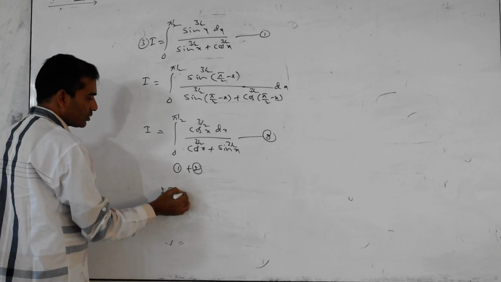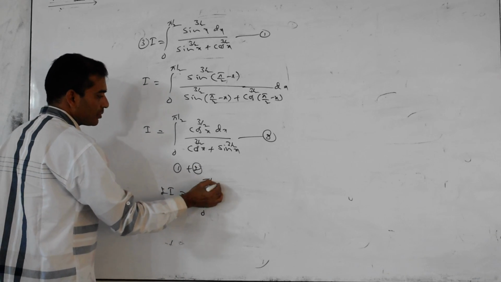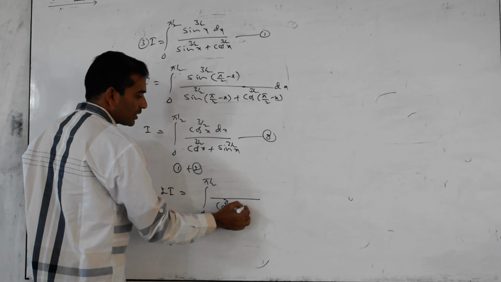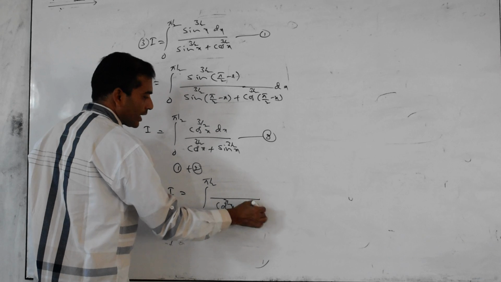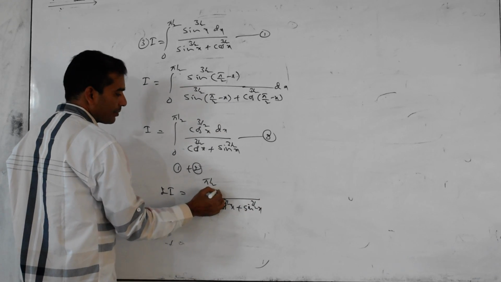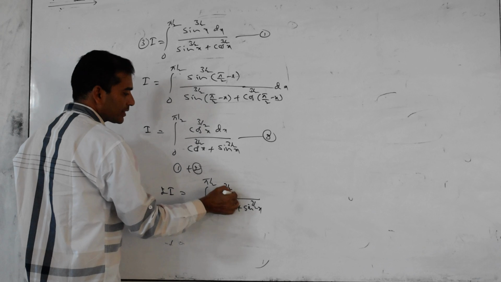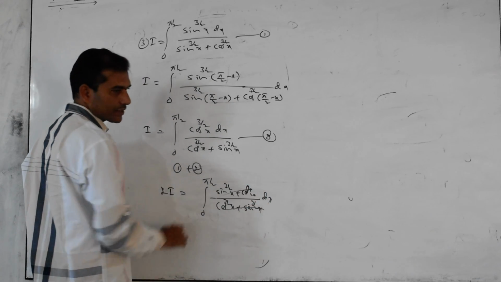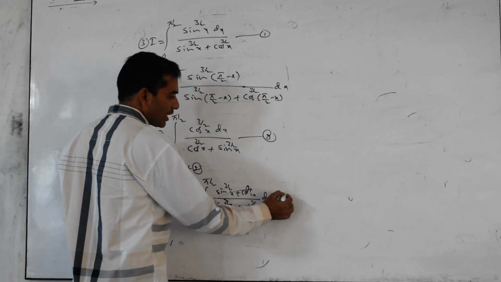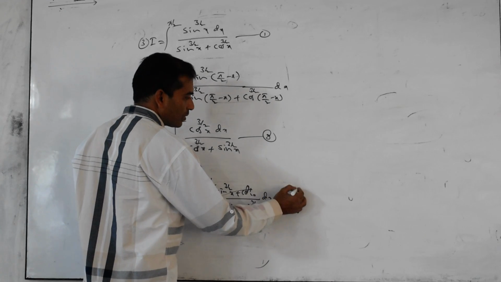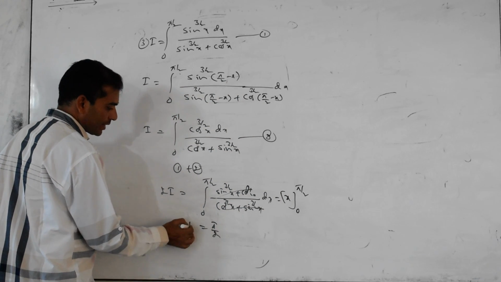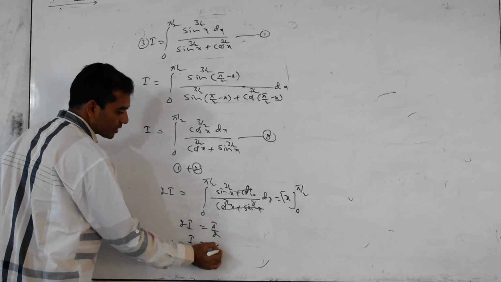I plus I, that is 2I, equals the integral from 0 to pi by 2. Here the denominator is cos^(3/2) x plus sin^(3/2) x, and the numerator is the same, sin^(3/2) x plus cos^(3/2) x, dx. We get the answer: the integration of 1 is x, with limits 0 to pi by 2, which is equal to pi by 2. So 2I equals pi by 2. Therefore, I is equal to pi by 4.